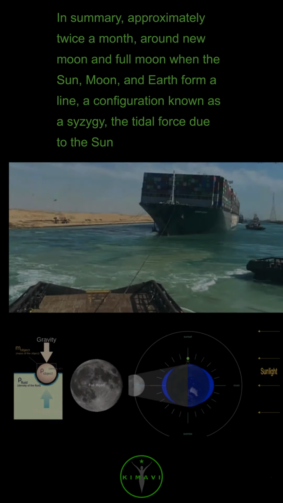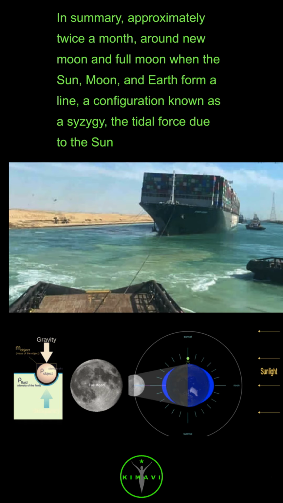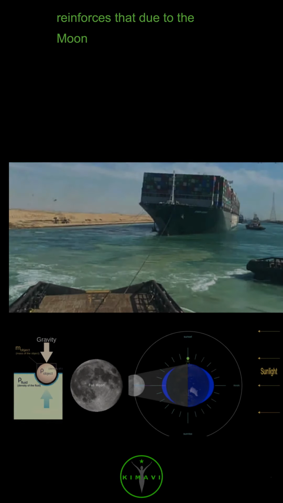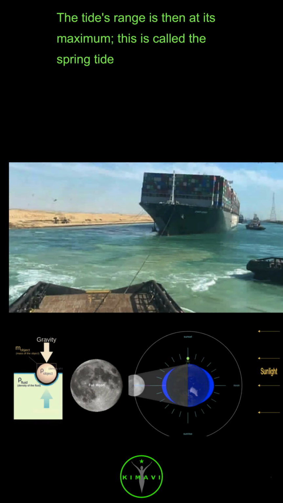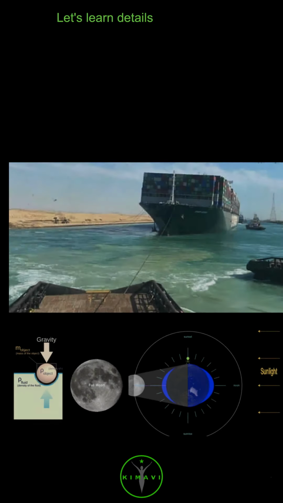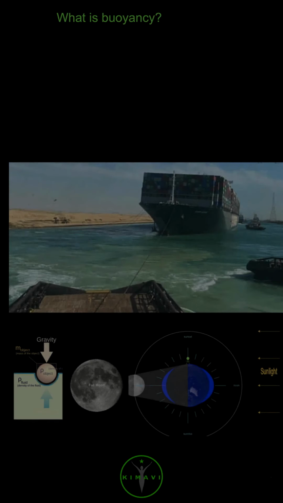In summary, approximately twice a month, around new moon and full moon, when the sun, moon, and earth form a line, a configuration known as a syzygy, the tidal force due to the sun reinforces that due to the moon. The tide's range is then at its maximum. This is called the spring tide. Let's learn details. What is buoyancy?